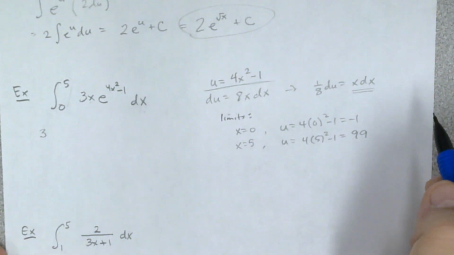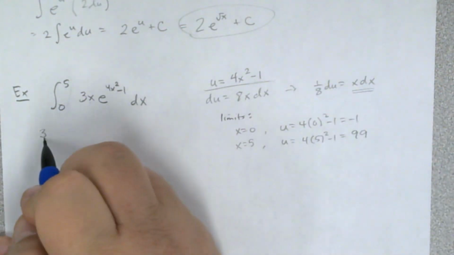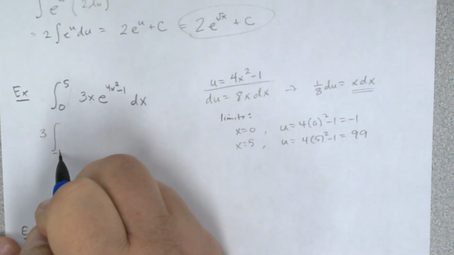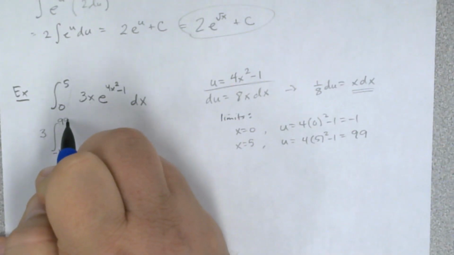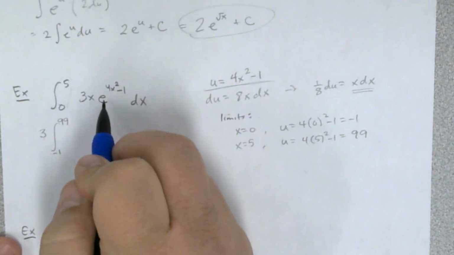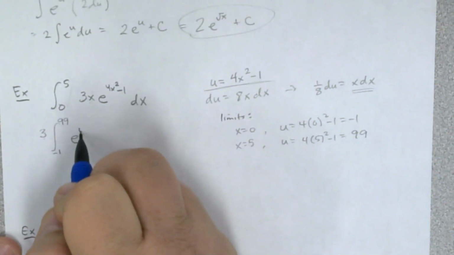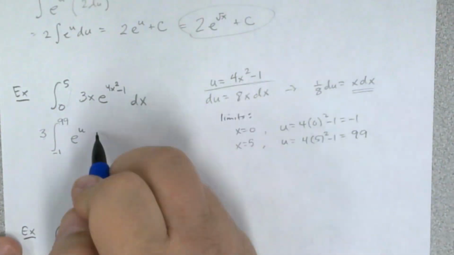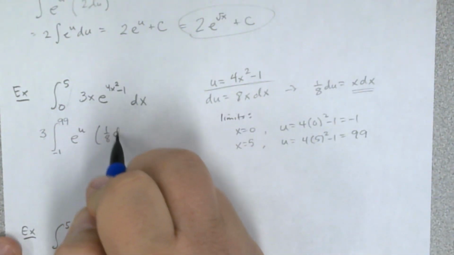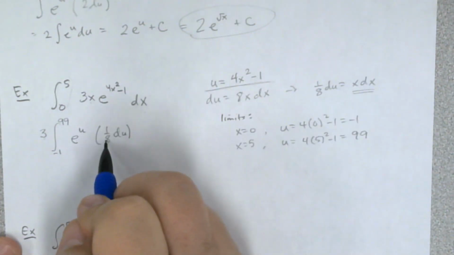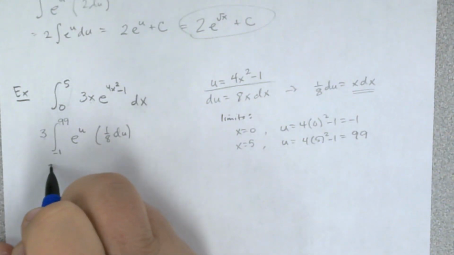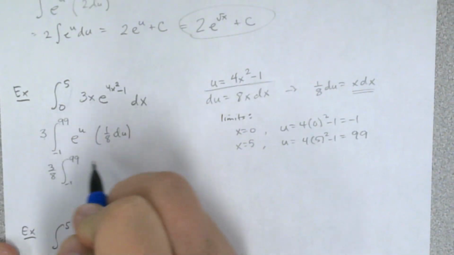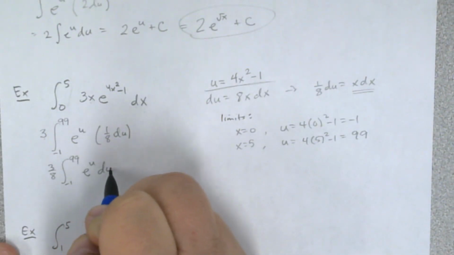So we're going to substitute everything in here now. The 3 comes out like I said, the 0 becomes a negative 1, the 5 becomes 99, the e to this will be e to the u, and then x dx becomes 1 over 8 du. And then we're going to move the 1/8 out in front. So now I have 3/8. You want to do all this to make sure you do it properly.